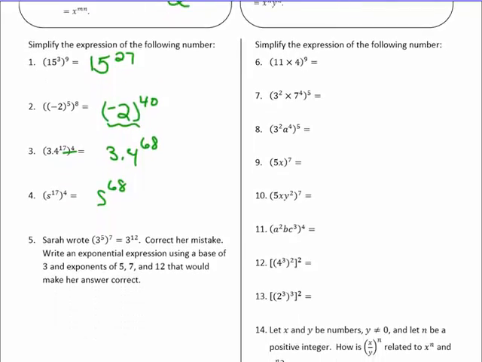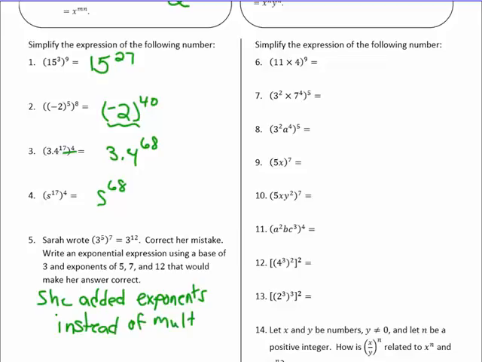Let's see what we have over here. Sarah wrote 3 to the 5th to the 7th equals 3 to the 12th. Correct her mistake. Write an exponential expression using a base of 3 and exponents of 5 and 7 and 12 that would make her answer correct. I don't know what that second part means, but her mistake was that she added the exponents instead of multiplying. So her correct answer should have been 3 to the 35th.